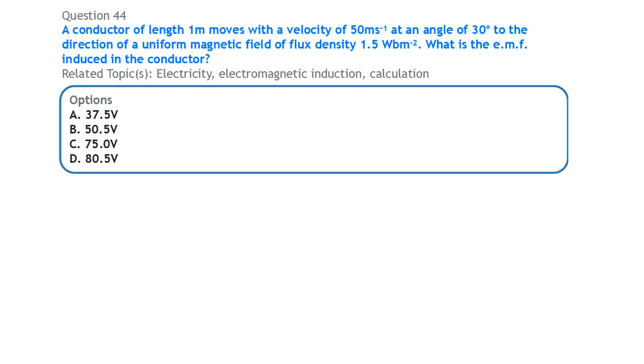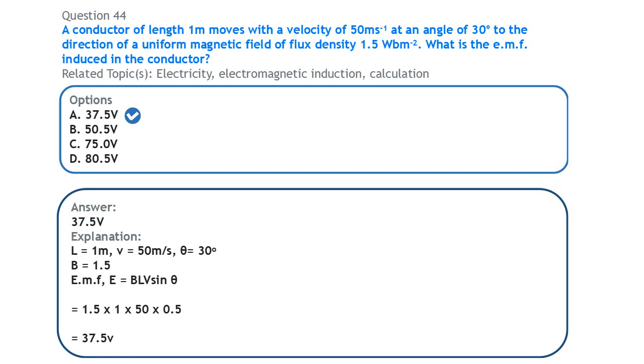Next question: a conductor of length 1 meter moves with a velocity of 50 meters per second at an angle of 30 degrees to the direction of a uniform magnetic field of flux density 1.5 webers per meter squared. What is the EMF induced in the conductor?